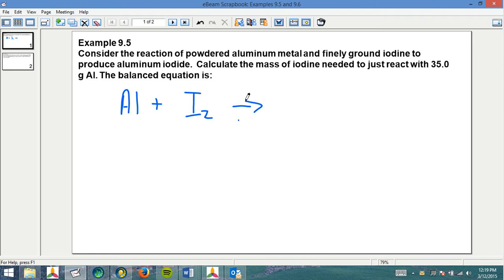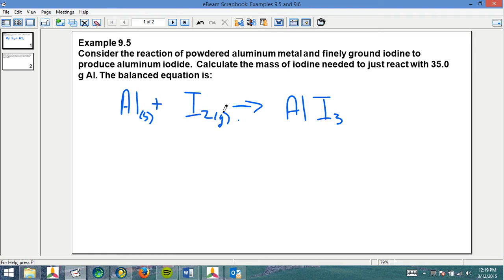Who can tell me what the formula for aluminum iodide is? AlI3. AlI3, thank you. Okay. And this is a solid. And this is a gas.